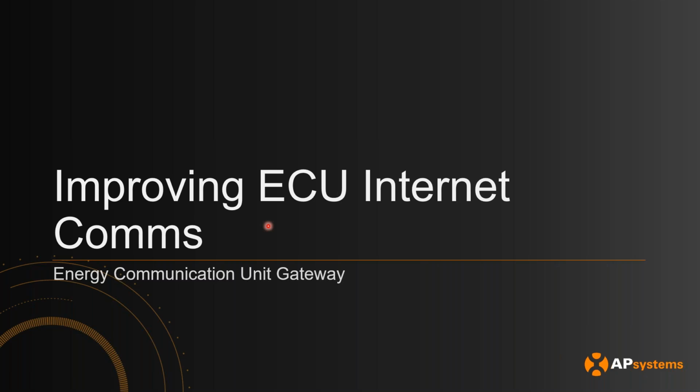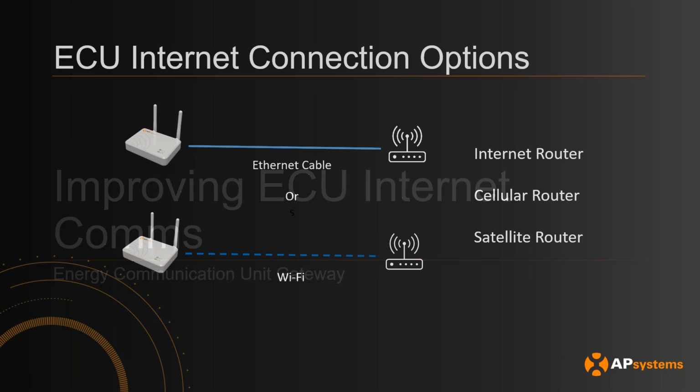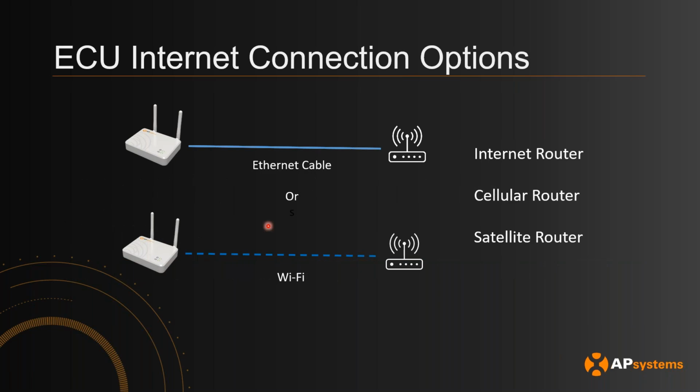Some other tactics as well: as mentioned earlier, the ECU needs to talk to the internet. So I'll talk a little bit about ECU internet connection communications. As mentioned earlier, these are the two options. One is with an Ethernet cable. Ethernet cable is definitely the more reliable option because it's a hardwired connection to a router. But it's possible to do Wi-Fi.